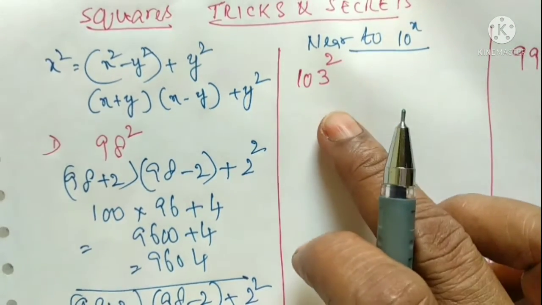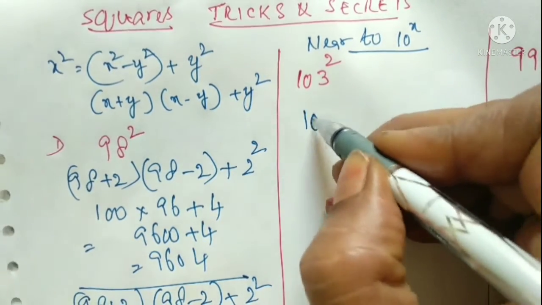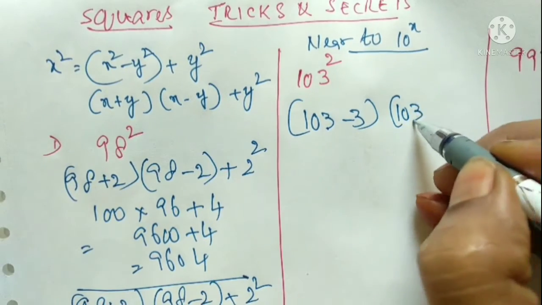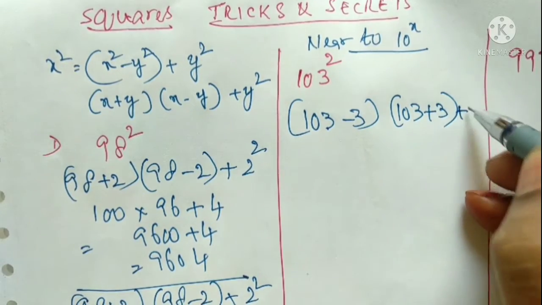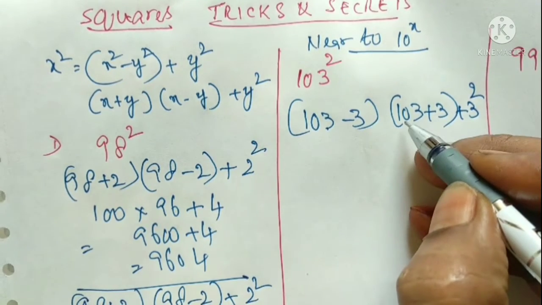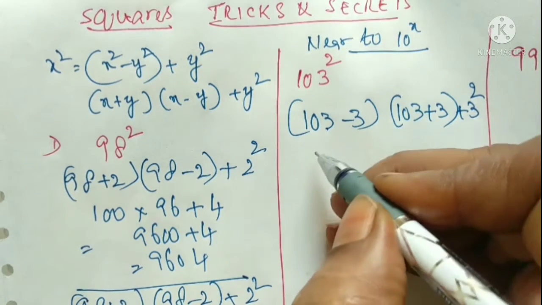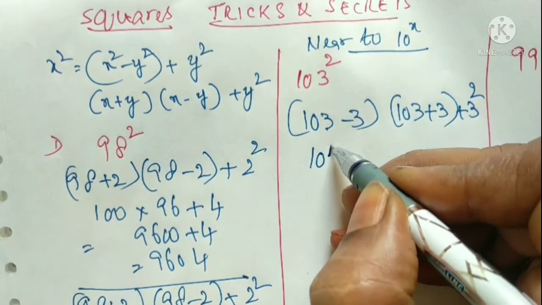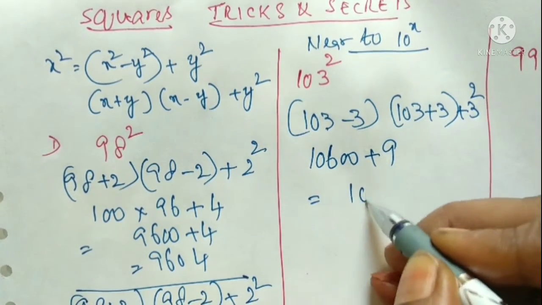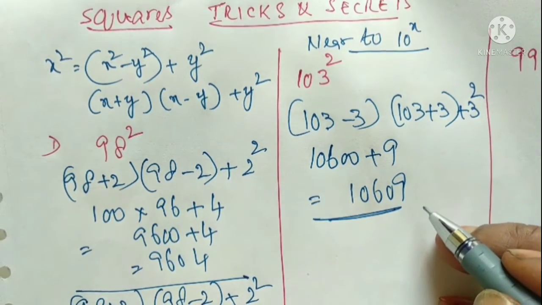Now take another example, 103 square. So it is (103 minus 3) into (103 plus 3) plus 3 square. 103 minus 3 is 100. 103 plus 3 is 106. 106 multiplied by 100 is 106 followed by 2 zeros, plus 9. Then this is 10609. If you practice this, it will be very easy for us.